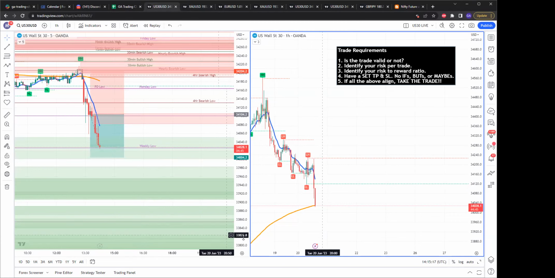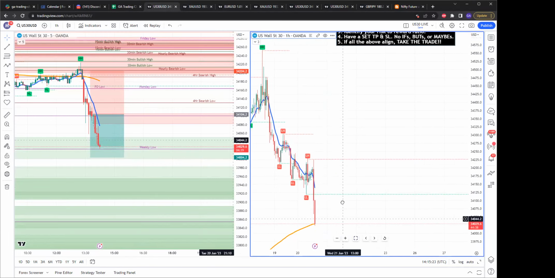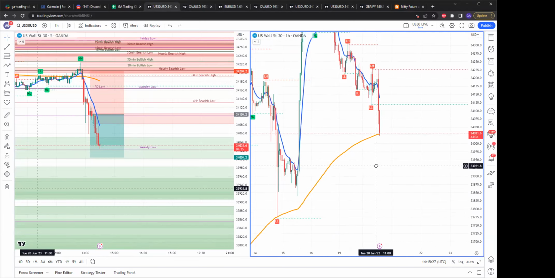We're almost at full TP for US 30. Just a few more. And look at that price action around the 200 EMA on the hourly, right? You get that quick rejection.